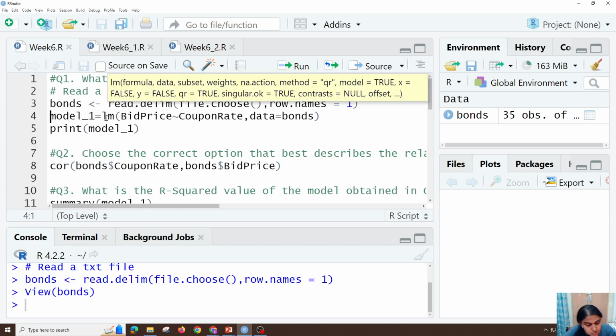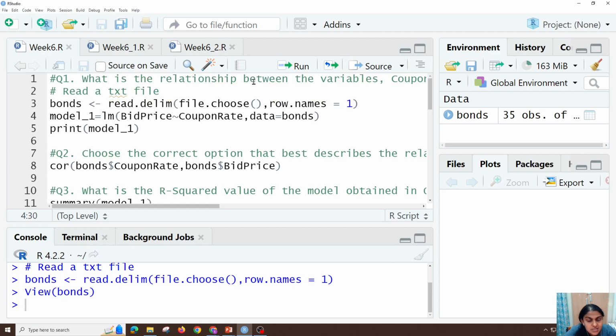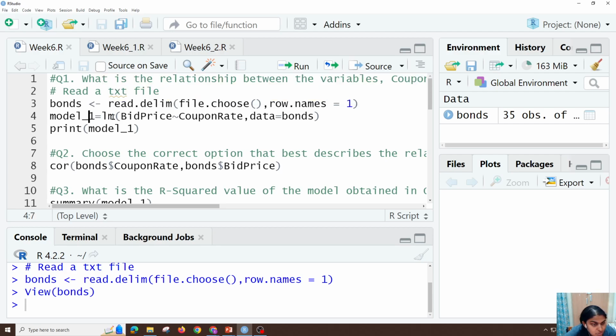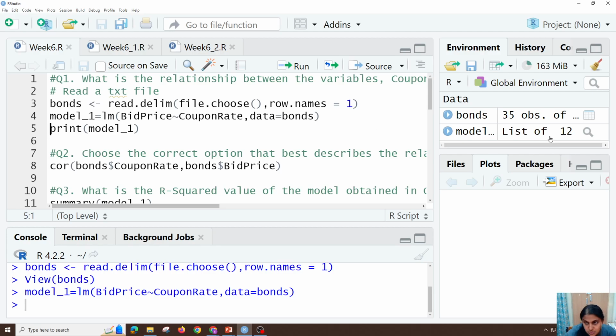we need to form a model, because the question was, what is the relationship? Relationship here means a simple linear relationship is asked, and in this present week also we have seen linear regression itself. So we'll be using the lm command. Formula, data, subset, weights, all these are the arguments in that function. We'll name it model underscore 1 equal to lm of bid price, and this is the formula, bid price tilde coupon rate, and data equal to bonds. This is one way you can give this. So I will enter model_1 equal to lm of bid price on coupon rate, data equal to bonds.